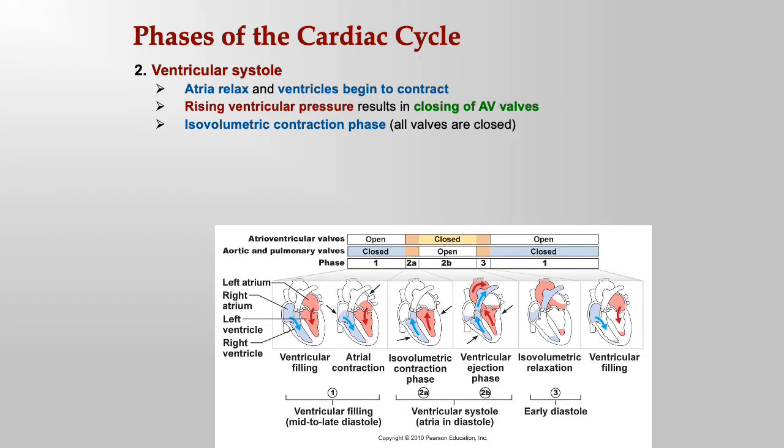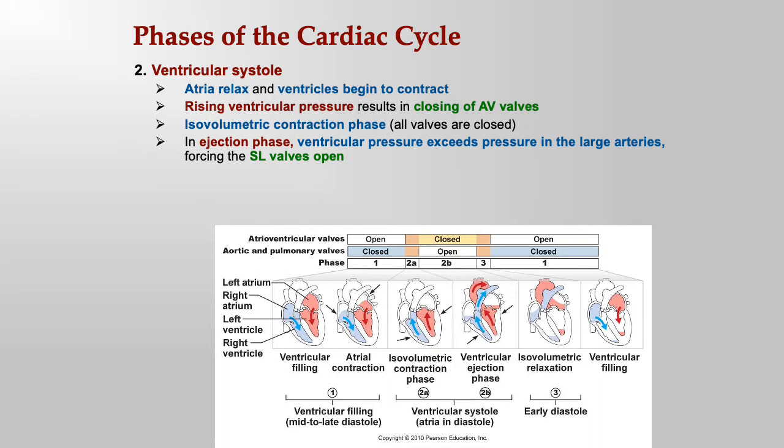We have an isovolumetric contraction phase during which all valves are momentarily closed. Then in the ejection phase, which happens next, the ventricular pressure exceeds the pressure in the large arteries. That forces the SL valves open. So the AV valves were normally open. When the ventricle contracted, that slammed them shut, and then the force of the blood going through the other end of the toilet paper tube forces the SL valves open. Blood now flows into the pulmonary trunk and into the aorta.